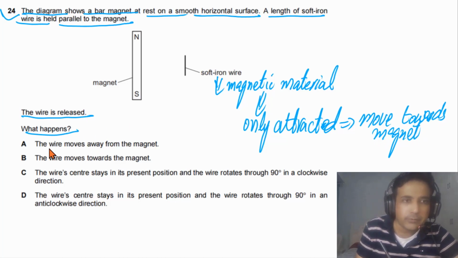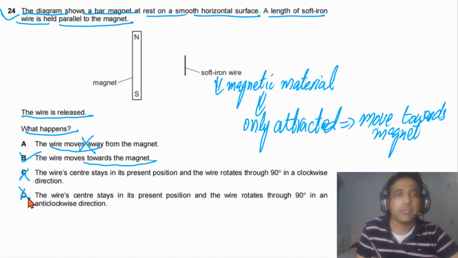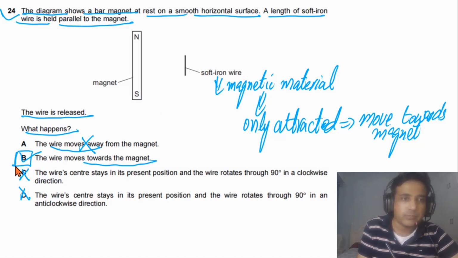If you look at the given options, A says moves away, which is incorrect. B says it moves towards the magnet, which is correct, and C and D are also incorrect. So the answer for this question is B.